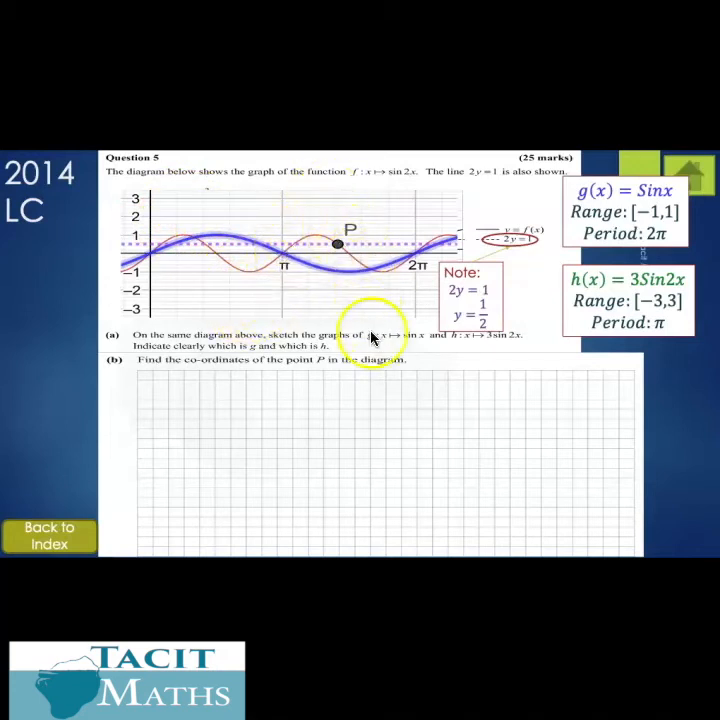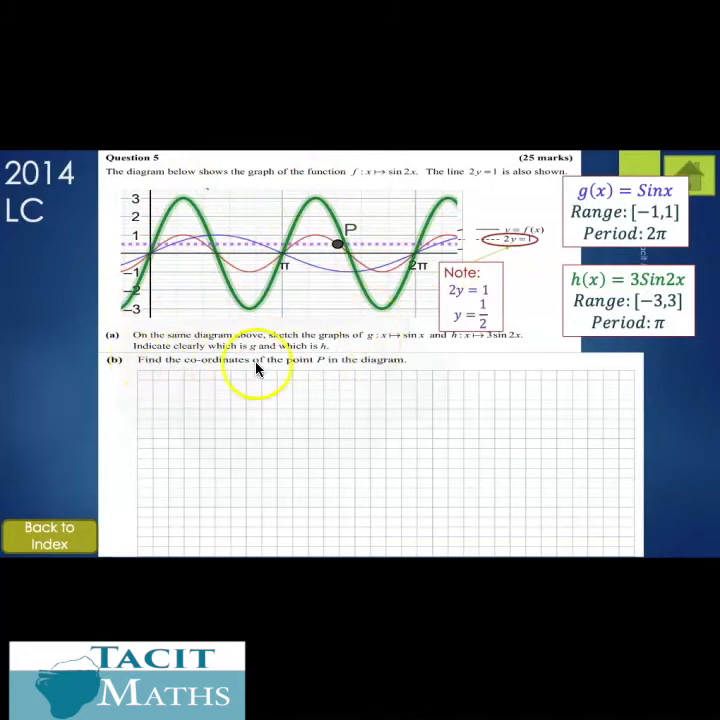And then it's going to repeat the same process down the other side. Okay, so that's 3 sine 2x there. Right, so hopefully that's clear. So the red one is the original line that was already on the paper. The purple line is this, 2y equals 1. The blue line is sine of x, and the green line is 3 sine 2x.